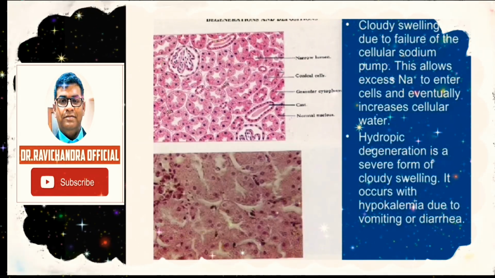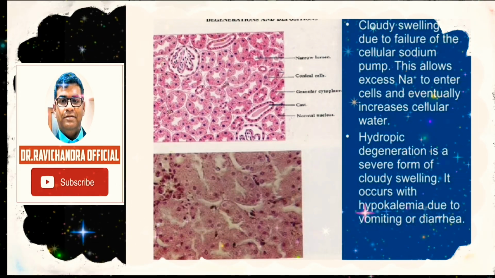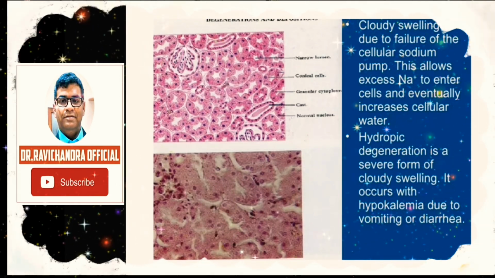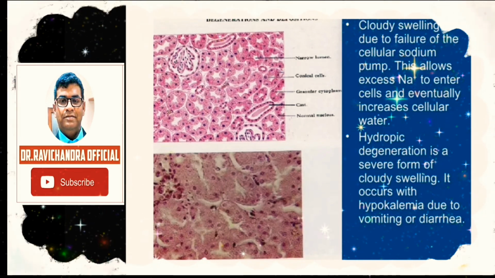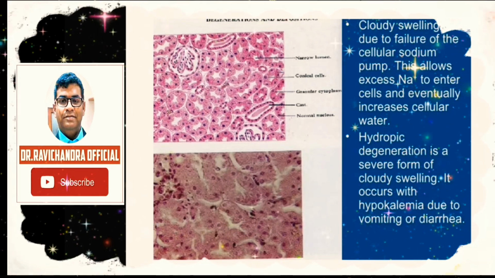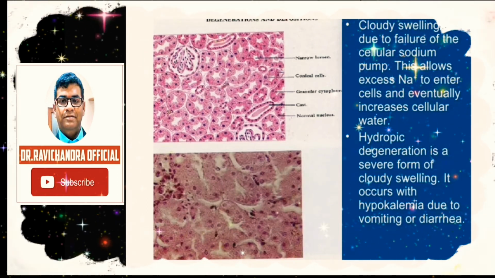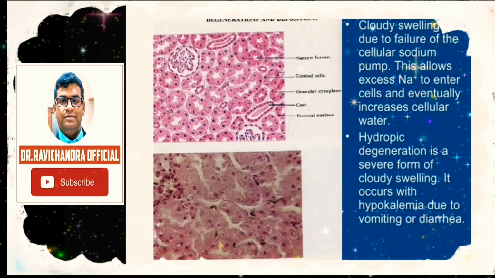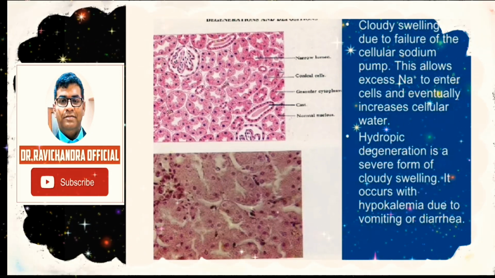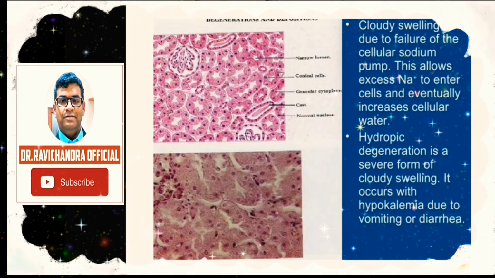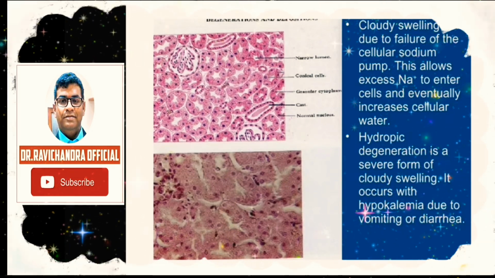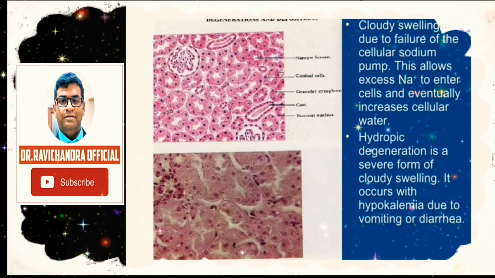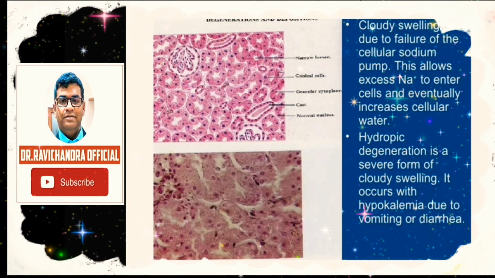Cloudy swelling is due to failure of the cellular sodium pumps. This will allow excess sodium to enter the cells, and there will eventually be an increase in cellular water. Hydropic degeneration is very common, and cloudy swelling occurs with hypokalemia due to vomiting or diarrhea. Hydropic degeneration is a severe form of cloudy swelling.